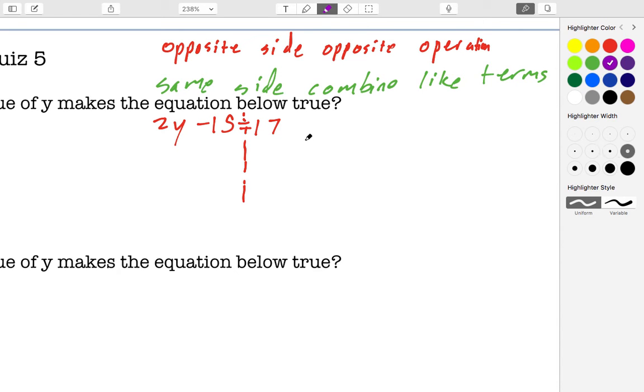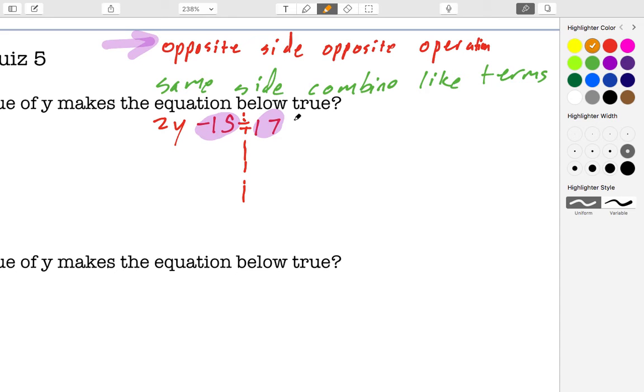So if I go to this and I say, all right, I have negative 15 here. What is the like term with negative 15? 17. And 2y didn't have any like terms, that's why I didn't start there. So negative 15 and 17, are they on the same side or opposite side of that line? Opposite. So opposite side, then opposite operation.